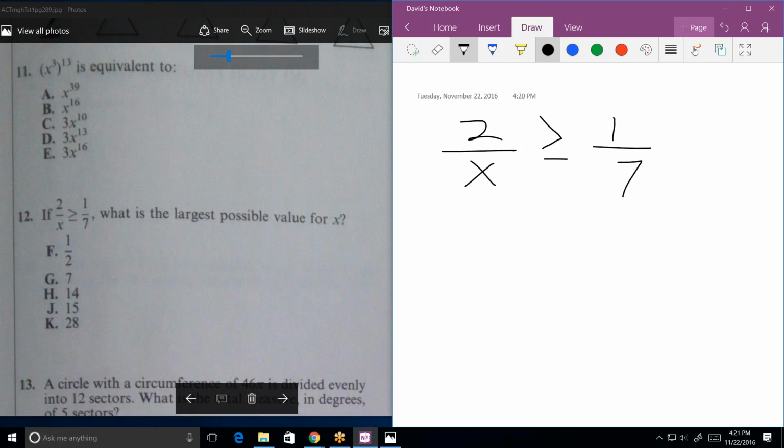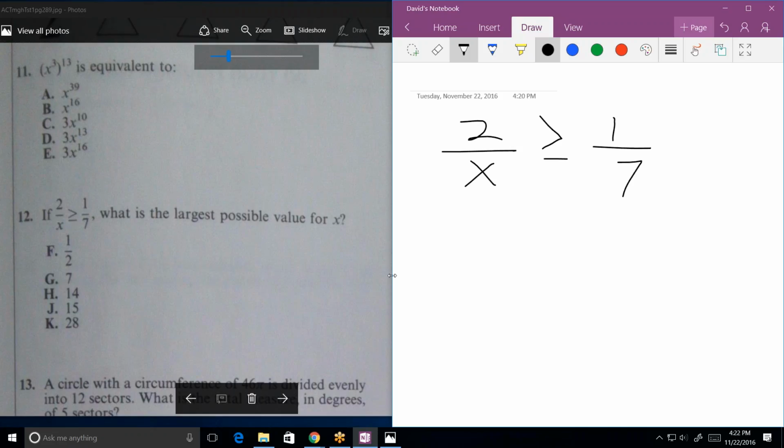I don't know. No, you're almost correct. That's what I thought at first also. But then I realized that 15 doesn't work, right? Well, yes, it kind of does because it has to be greater than or equal to. Right, but 2 over 15 is not greater than 1/7. Oh, yeah, you're right. Okay, which means that 28 isn't going to be right either. So the only numbers we have to consider are F, G, and H.